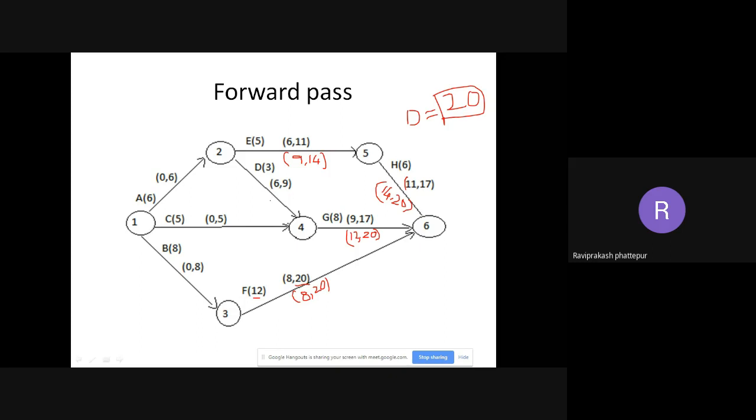Okay, I have to write it here. So this is 12 comma. What is the duration? 3. So 12 minus 3 is again 9. This is 9 comma 12.